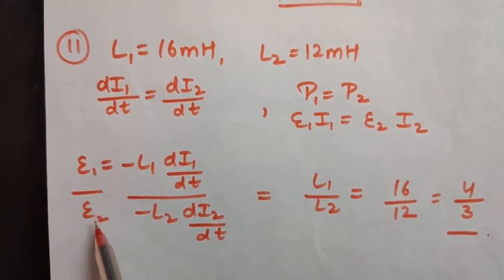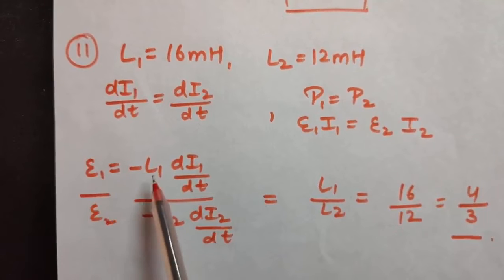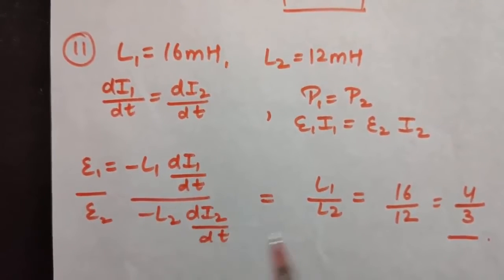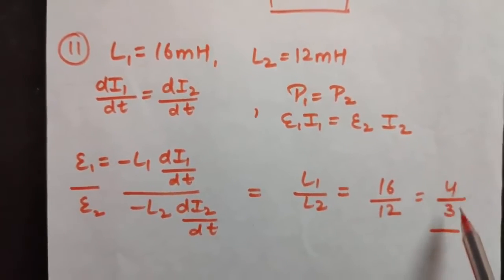So E1 upon E2, as you know, E1 is minus L1 di1 by dt. So therefore E1 is this upon E2 is this. This is the same, it will cancel out. So you will be left with L1 by L2, that is 16 by 12, or you can say 4 by 3.